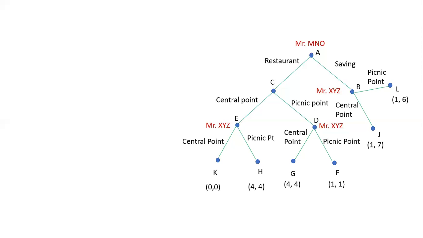When the game reaches node K, we have a payoff numbered as 0, 0. This payoff represents that if Mr. MNO opened a restaurant at Central Point and Mr. XYZ also opened a restaurant at Central Point, the payoff of Mr. MNO will be 0 and the payoff of Mr. XYZ will also be 0.